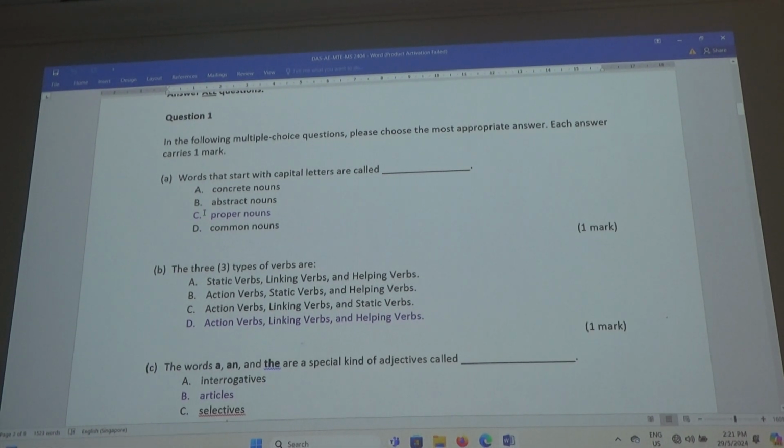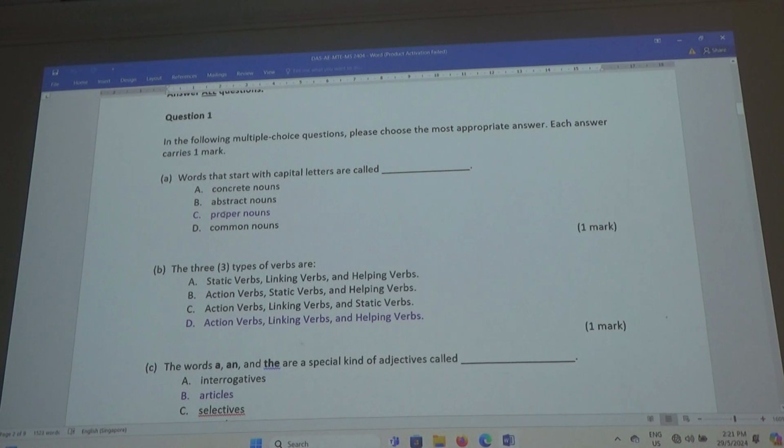Okay, quickly tell me. A, is anybody wrong? Okay, I won't scold you about that. Put up your hands. Okay, we must understand capital letters and proper nouns.